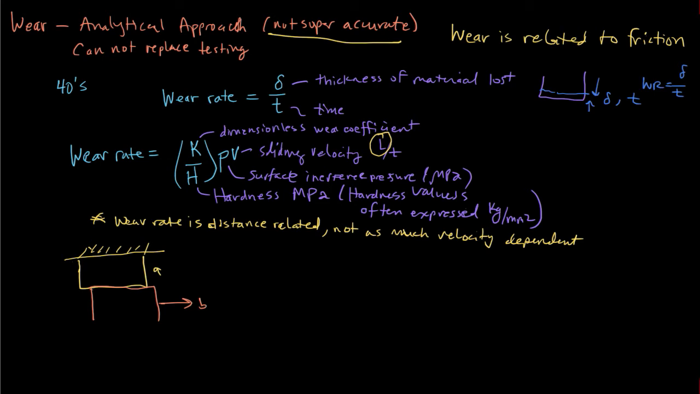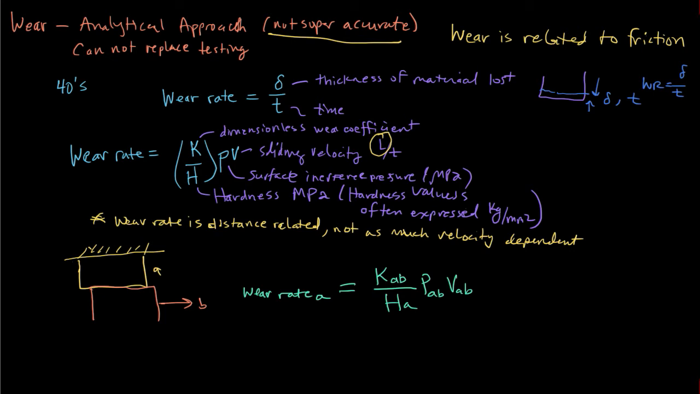the wear rate we could write as the wear rate of A. So if we wanted to calculate the wear rate of A, the wear rate of A would be our wear coefficient with respect to materials A on B over the hardness of A times the interference pressure between A and B times the relative velocity between A and B. So that's how we'd actually calculate the wear rate between two objects.